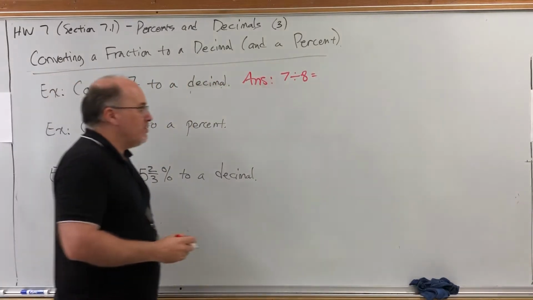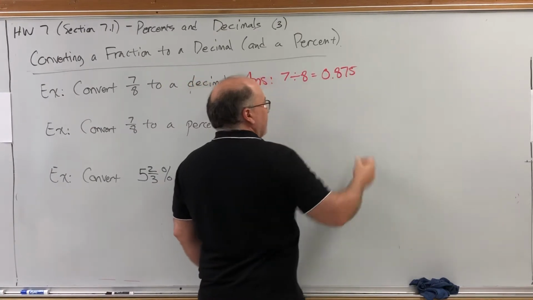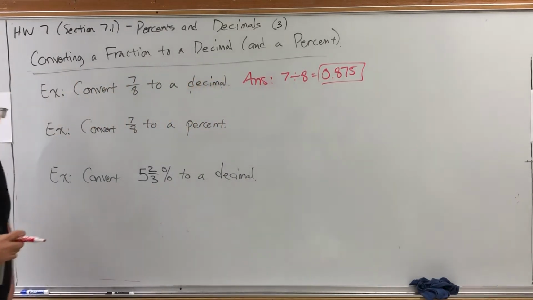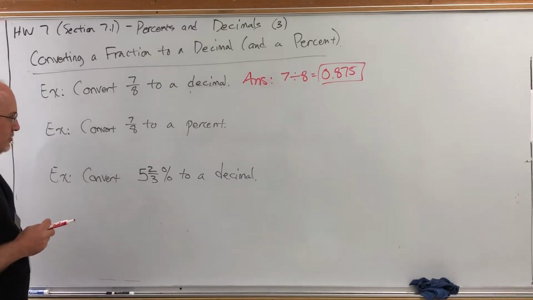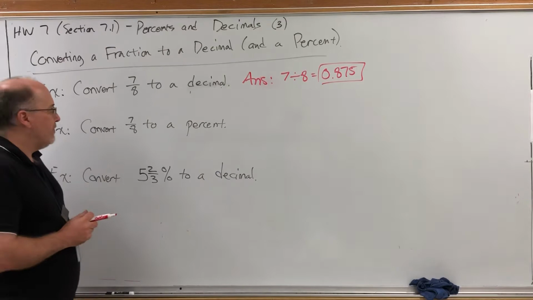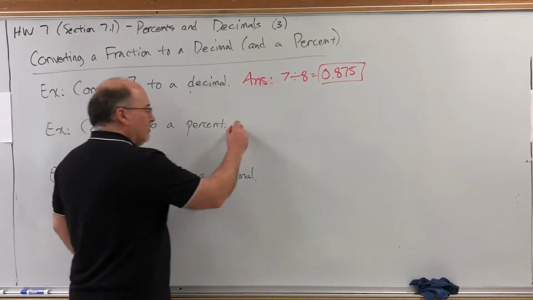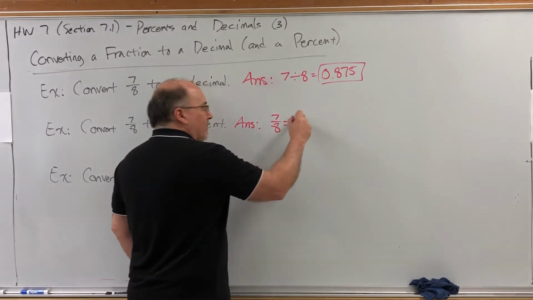If you divide 7 by 8, you'll get exactly 0.875. So that's pretty easy to turn a fraction into a decimal. Divide. But what about turning a fraction into a percent? Well, that's also easy. But the trick to turning a fraction into a percent is to first turn it into a decimal. So to turn a fraction into a percent, first divide it.